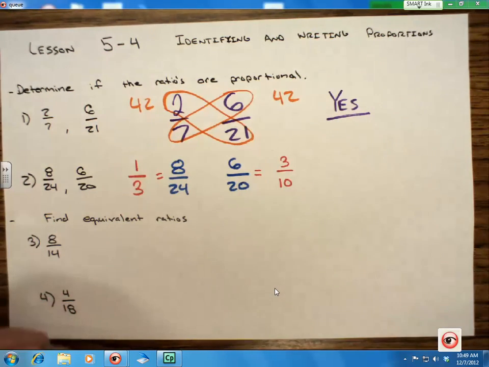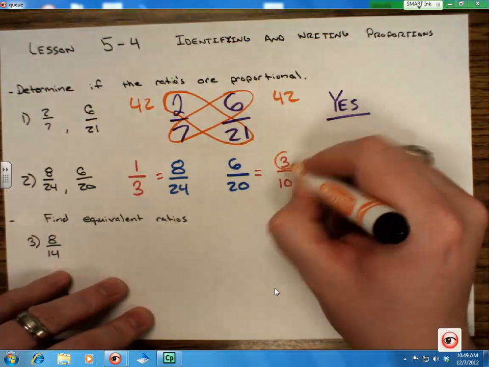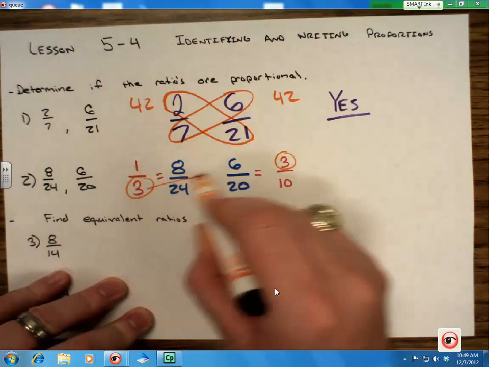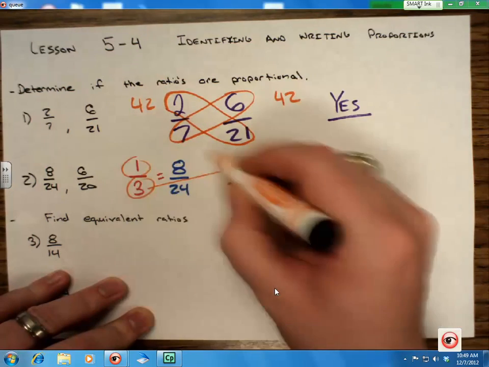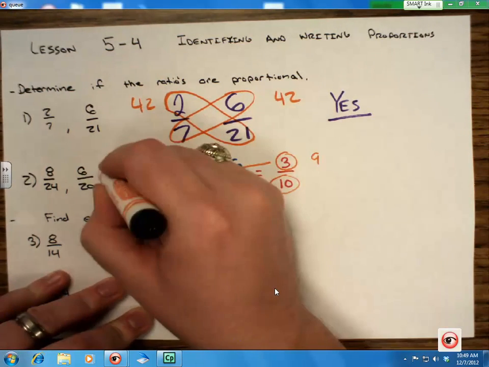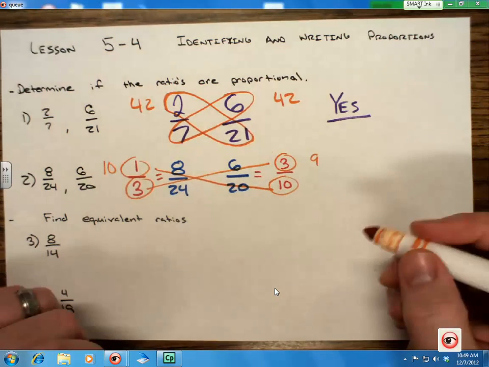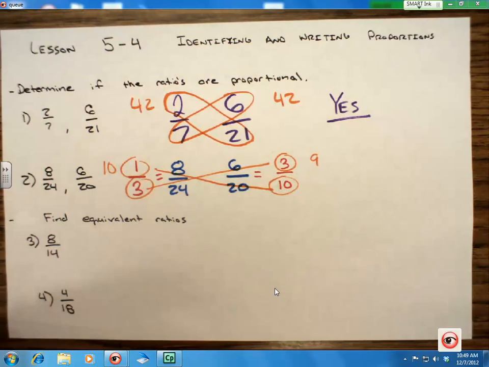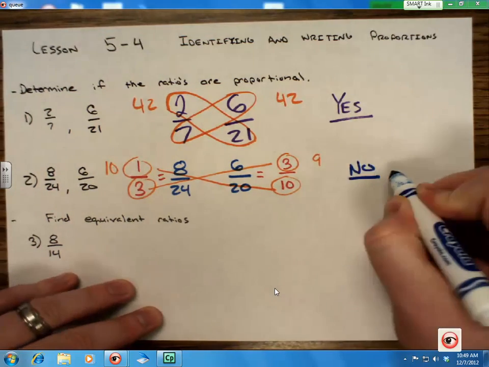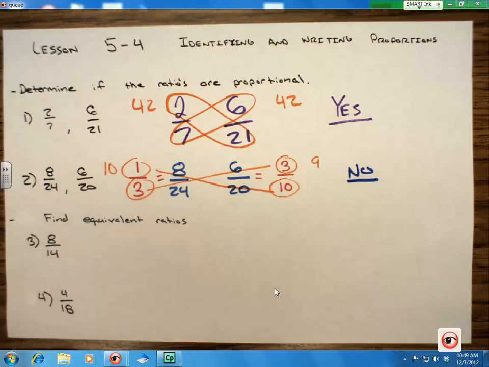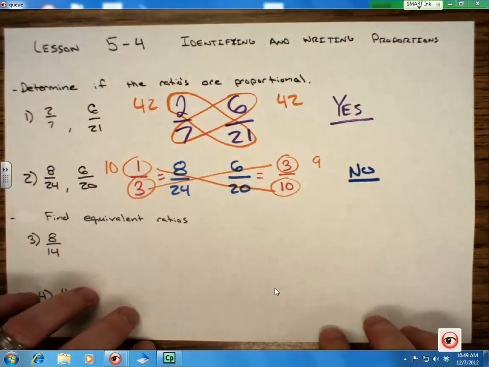So if I multiplied my 3 and my 3, cross multiply those, that does give me 9. And then my 10 and my 1, cross multiply those, that gives me 10. Okay, so that gives me 10 and 9. So on that one, those are not proportional, so my answer on that one might be like no. Yeah, it's that simple. Okay? As you can see, this is not terribly difficult.